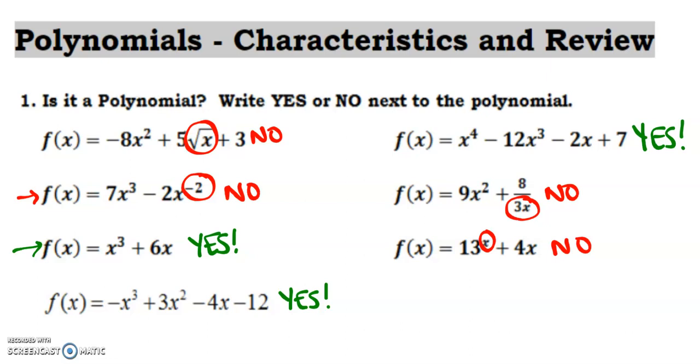All right, hopefully you did okay with that. So I circled the things in red for why we don't have a polynomial. This one we have a root, this one we have a variable in the denominator, and this one we have a variable in our exponent.